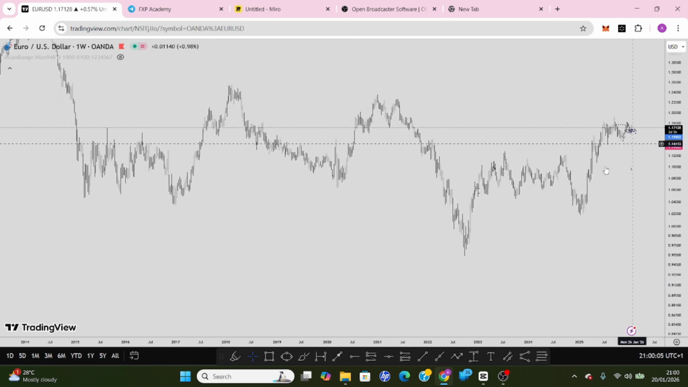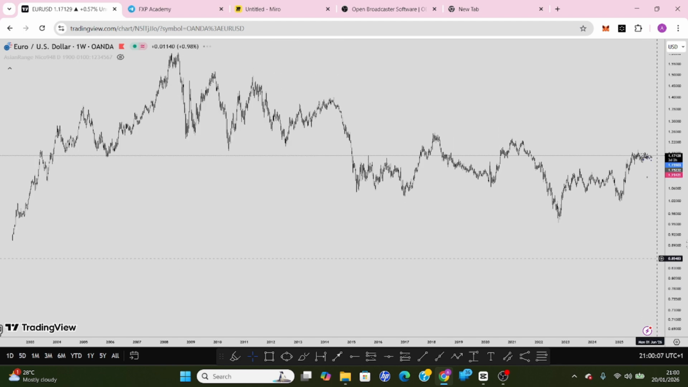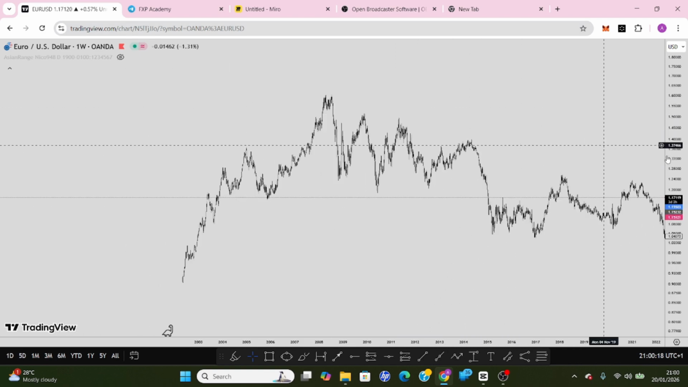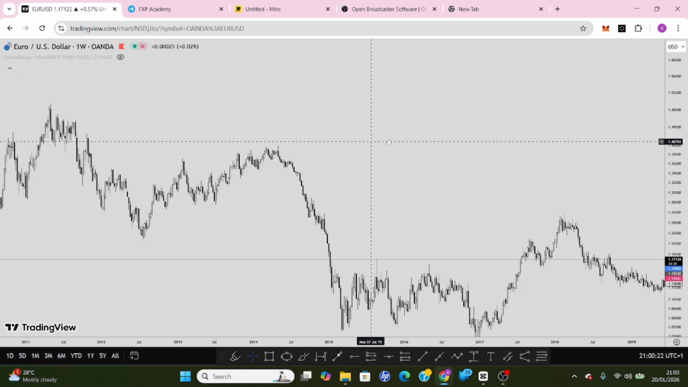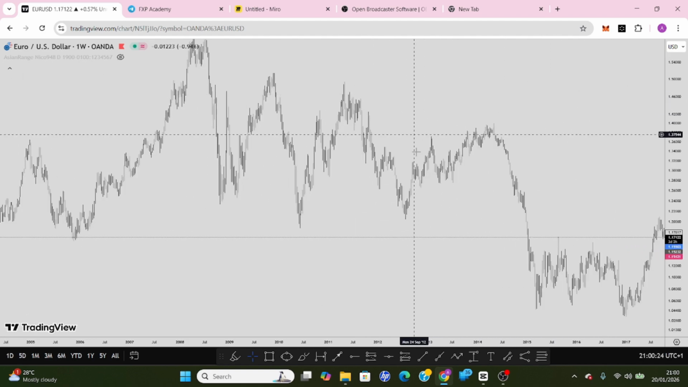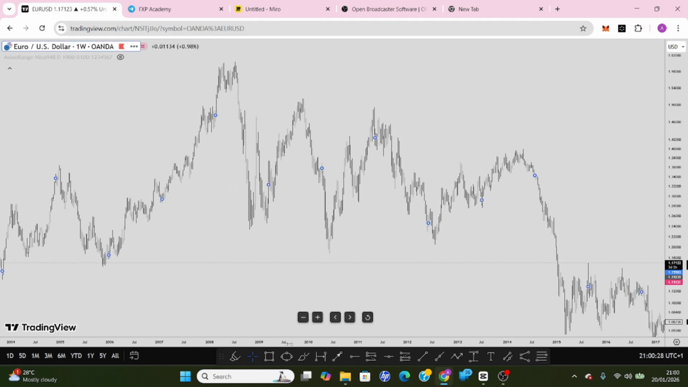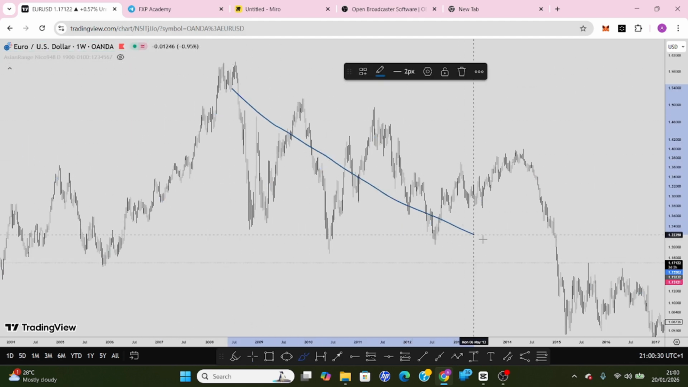Euro USD chart. Let me get a good liquidity, right? Let me get a great liquidity. So you can see, if you look at this price critically, you see that the overall order flow is moving to the downside. So the overall order flow is moving to the downside.